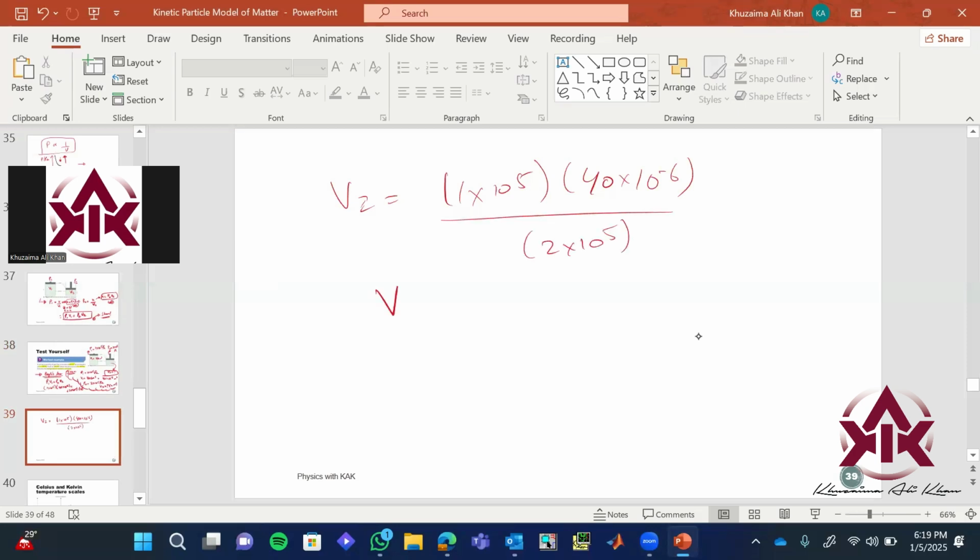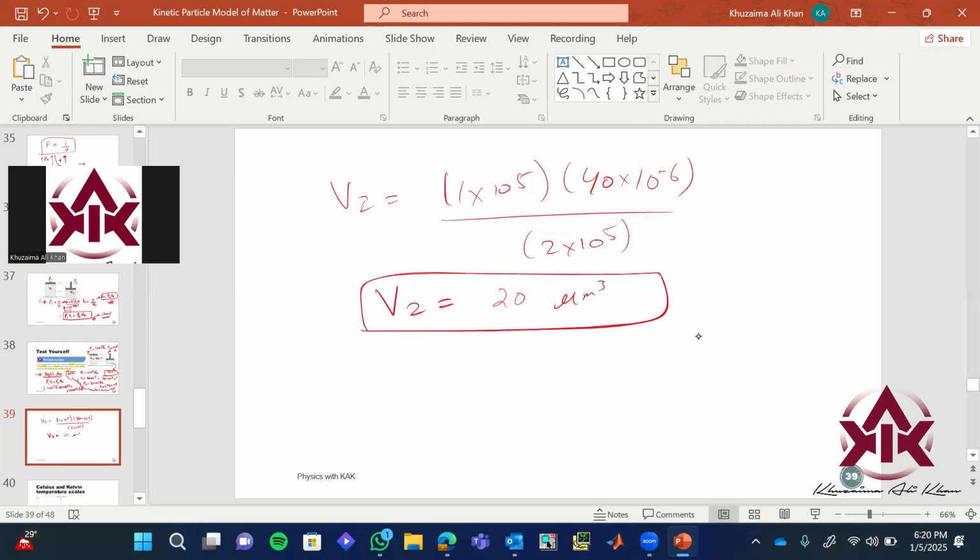So this is going to give you V2, and your V2 is going to be 1 exponent 5 into 40 exponent minus 6, divided by 2 exponent 5, right? So your volume is coming out to be 20 micrometer cube, right?